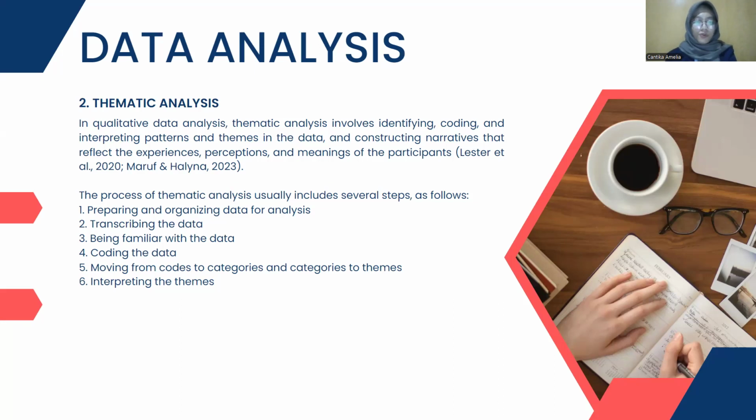And the next step is moving from codes to categories and categories to themes. Once the data is coded, the researcher will identify themes by grouping the codes and categories and labeling them with descriptive names that reflect the main ideas and patterns in the data. And then the last step is interpreting the themes. The final step in the analysis process is interpreting the themes, which involves understanding and explaining the meaning and relationship between the themes and constructing a narrative that reflects the experiences, perception, and meanings of one or more participants. This process involves reviewing the themes and coded data and thinking about the implication and significance of the themes to the research question and objectives.